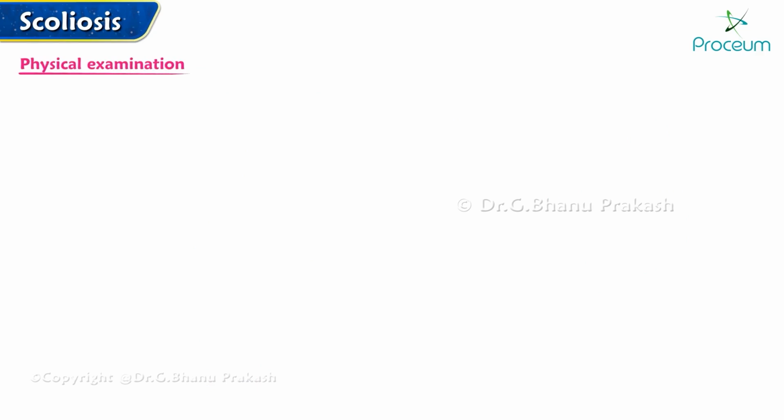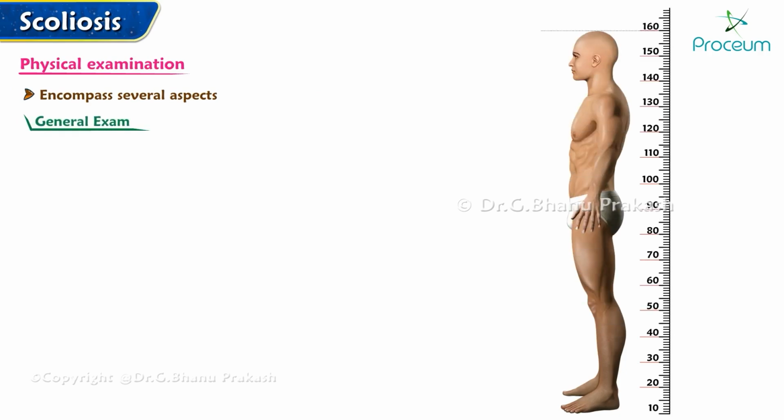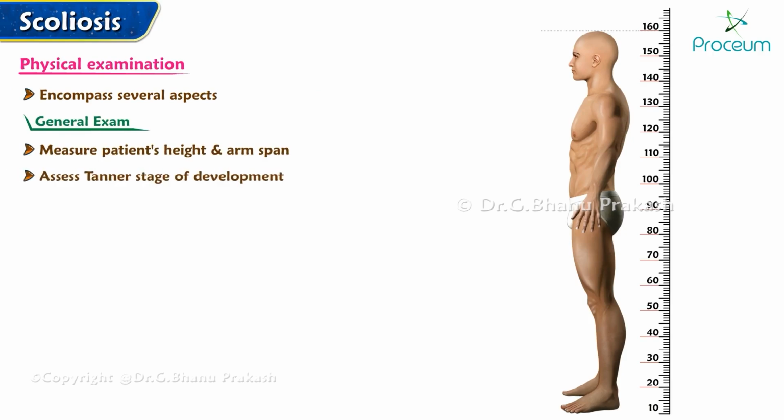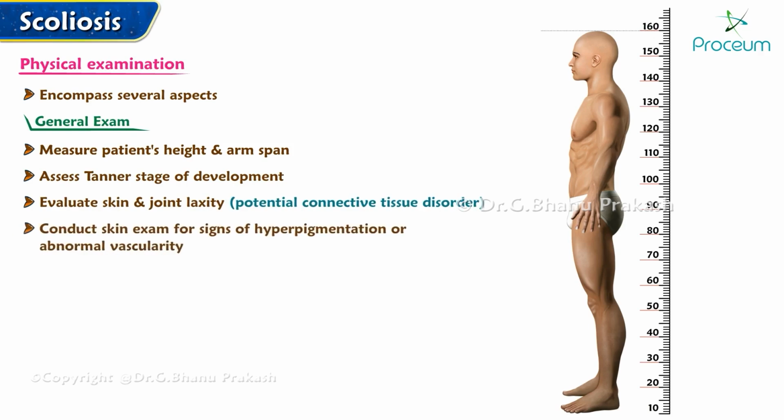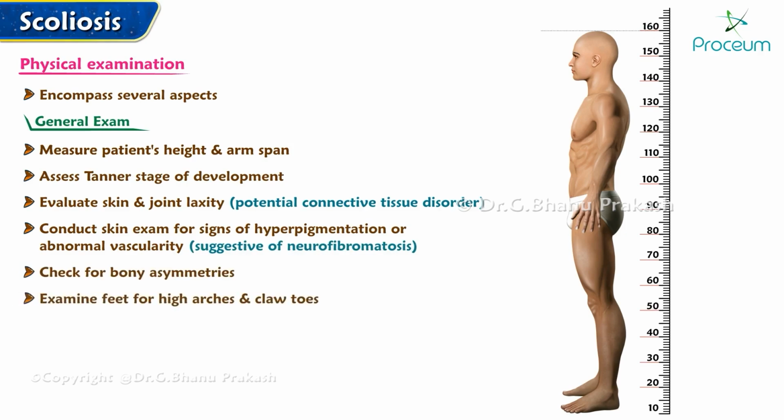The comprehensive physical exam should encompass several aspects. For the general exam, measure the patient's height and arm span, assess the Tanner stage of development, evaluate skin and joint laxity indicating a potential connective tissue disorder, conduct a skin exam for signs of hyperpigmentation or abnormal vascularity suggestive of neurofibromatosis, check for bony asymmetries, examine the feet for high arches and claw toes, signs of neuromuscular disease, and complete a full neurologic exam.